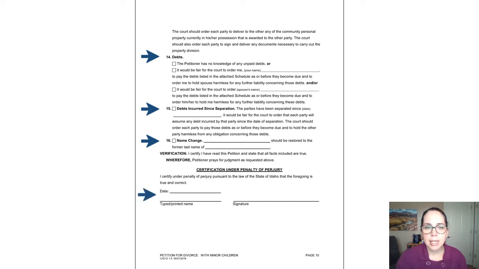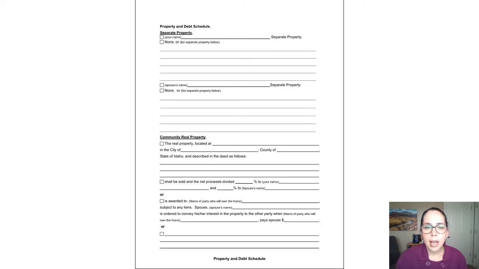Make sure you sign and date your petition. After page 10, we've got 2 pages of the property and debt schedule. First, it will be identifying separate property. For the petitioner, you'd write the petitioner's name and then list any property that they would be awarded. Then, for the respondent, list the respondent's name and any separate property that they would be awarded.